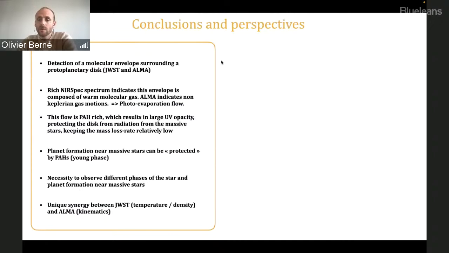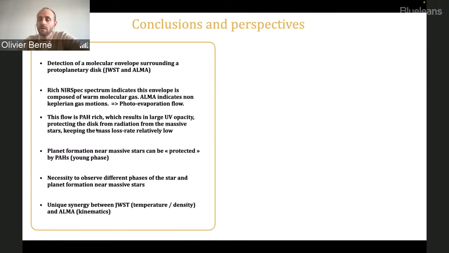So the conclusions about this study are that we detected a molecular envelope around the protoplanetary disk, combining JWST and ALMA. We have a very rich NIRSpec spectrum with a lot of molecular lines and a lot of molecular gas that is not in Keplerian motion. So this is suggestive of a photoevaporation flow that we can characterize.